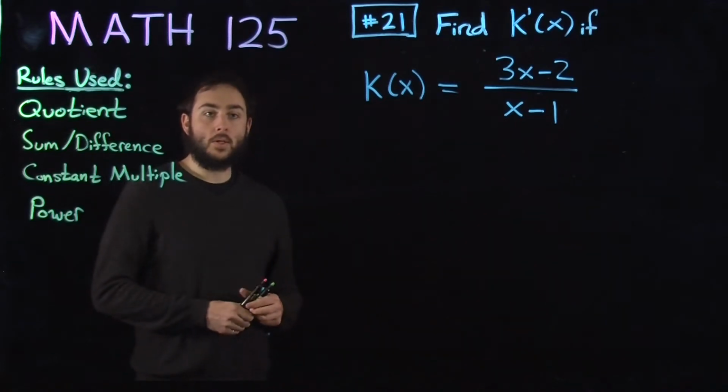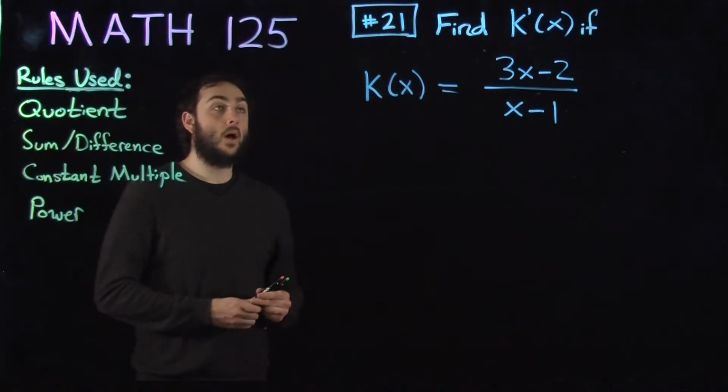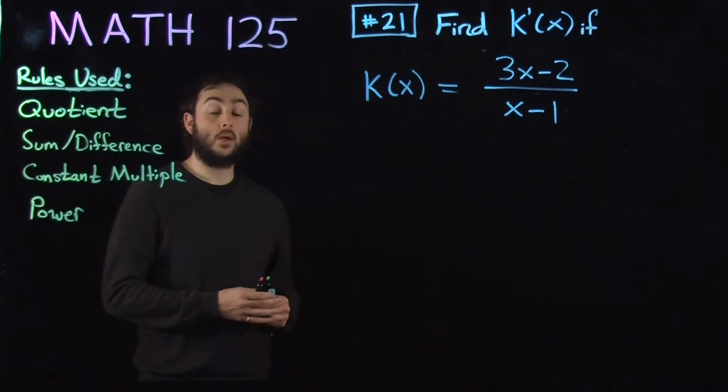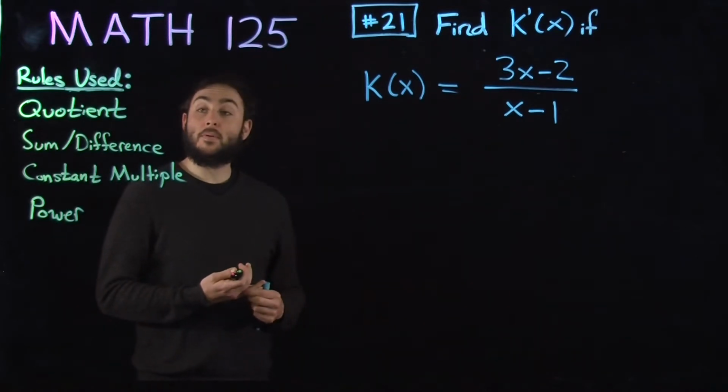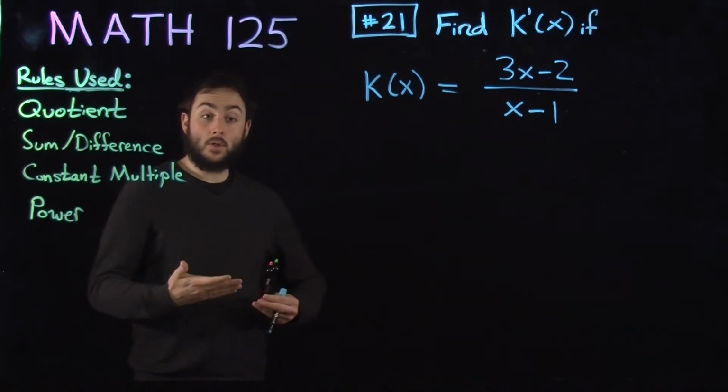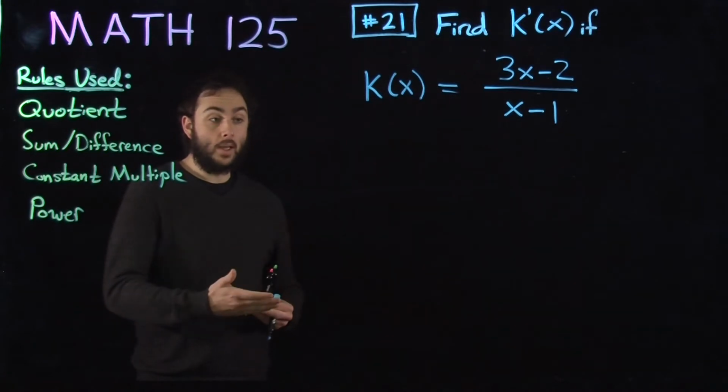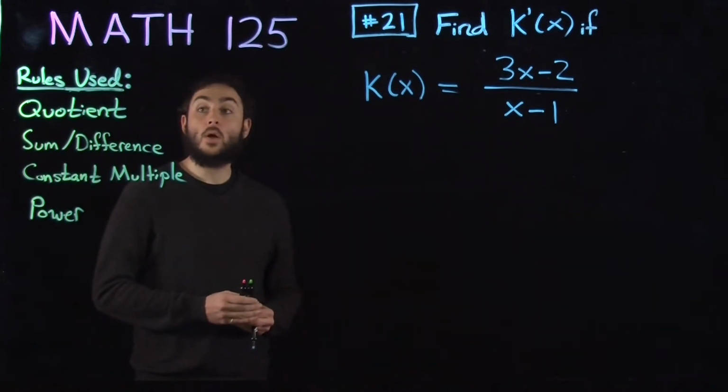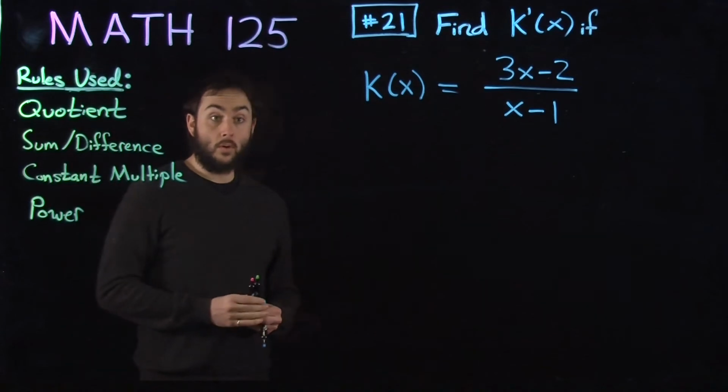Hello again. We will continue with the gateway questions. In this problem, we are looking at number 21. And before we begin, it's important to note that all of the problems in this section from 21 to 30 will be invoking the quotient rule.